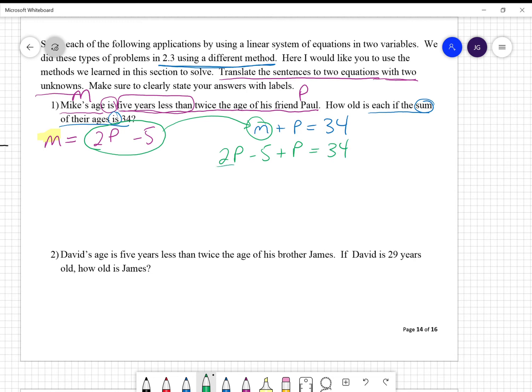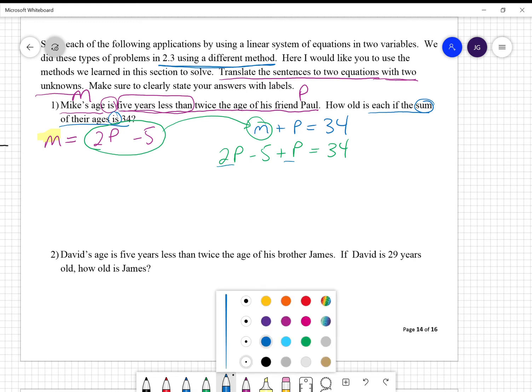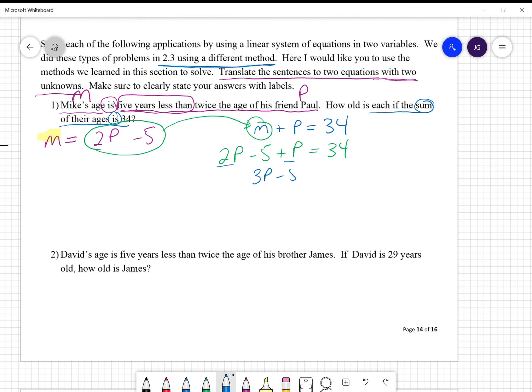I'm going to combine my like terms. That should have been done in blue. There we go. 2p plus p is 3p. Add 5 to both sides to isolate the p. 3p equals 39. Divide both sides by 3. The 3's cancel. I get p equals 13.